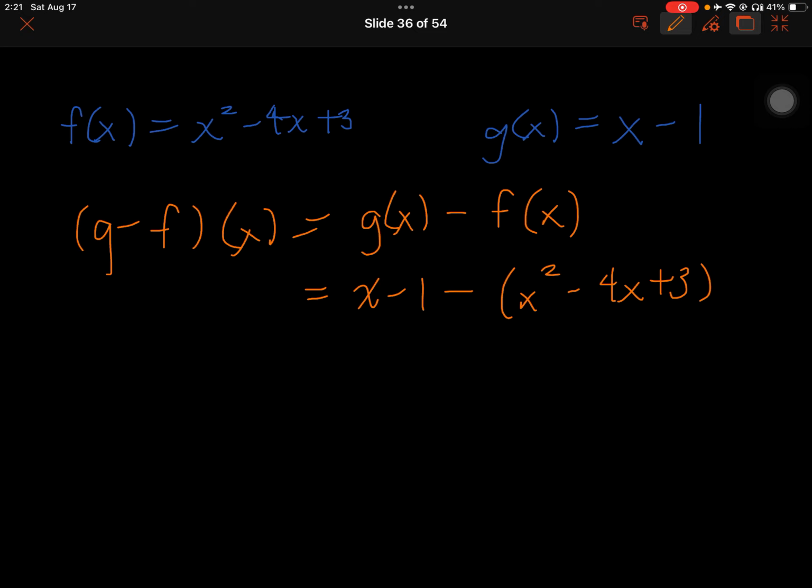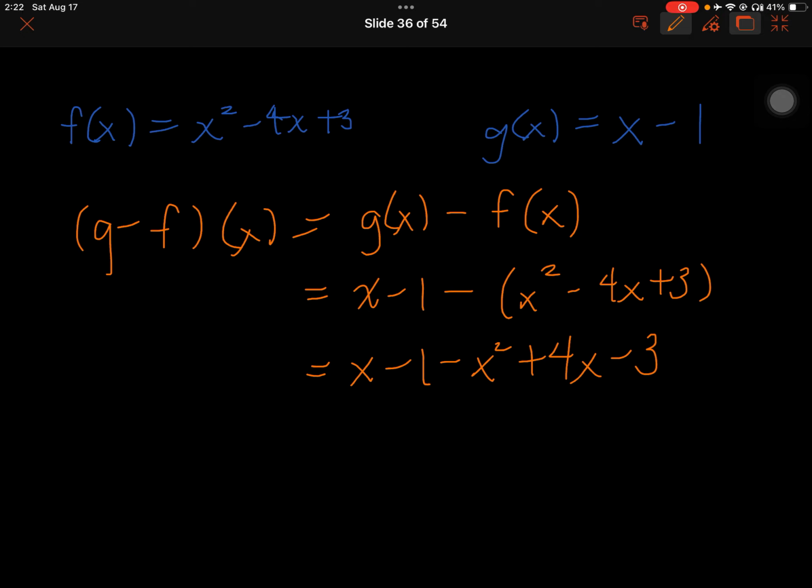So this is equal to x minus 1. Then the one inside the parentheses will change signs. So x squared will be negative x squared. Negative 4x will be positive 4x. And positive 3 will be negative 3.